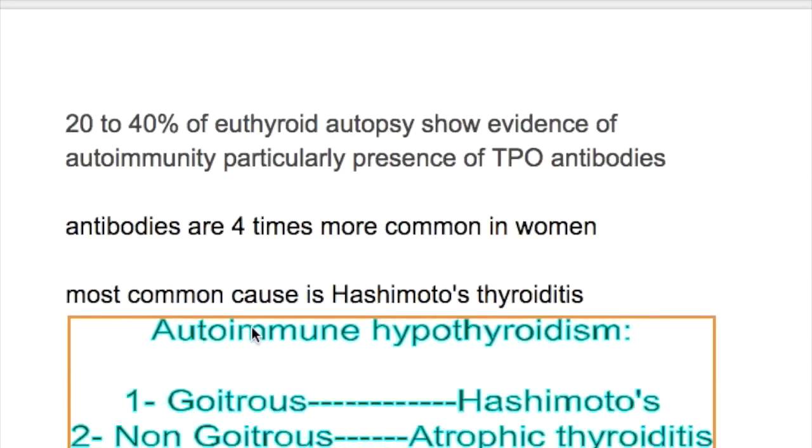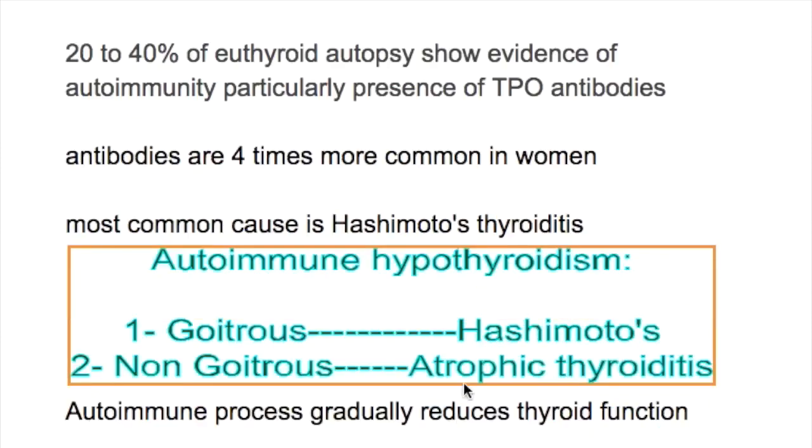So what are the types of autoimmune hypothyroidism? It may be goitrous or non-goitrous. Goitrous autoimmune hypothyroidism is Hashimoto's thyroiditis, and non-goitrous is atrophic thyroiditis. Actually, atrophic thyroiditis is an advanced form of Hashimoto's thyroiditis. Autoimmune process gradually reduces the thyroid function.